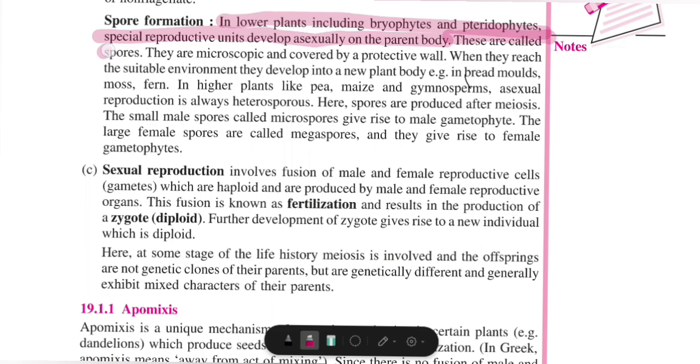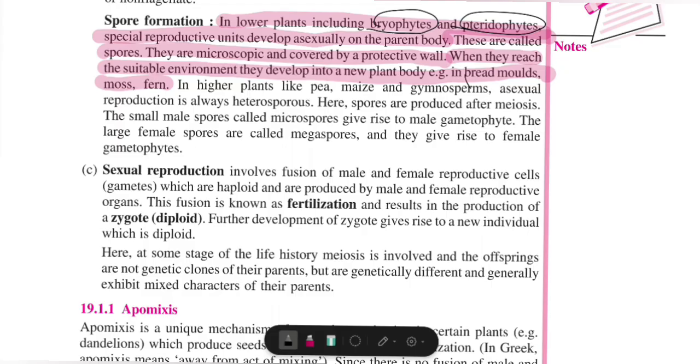These are called spores. They are microscopic and they are covered by a protective wall. When they reach a suitable environment, they develop into a new plant body. Examples are bread molds, moss, fern, etc. Now, for example, we have lower plants, bryophytes and pteridophytes. Okay, this is a group of lower plants.